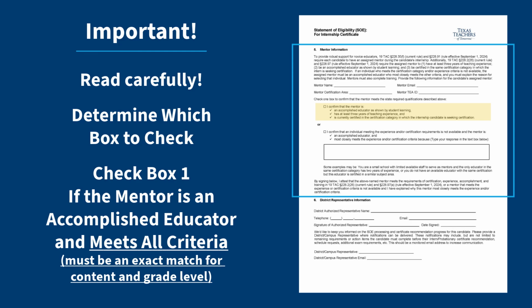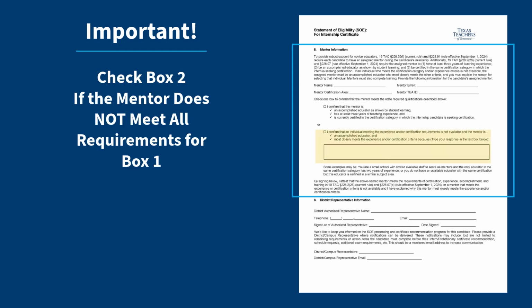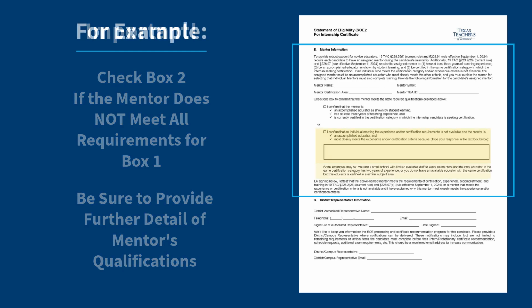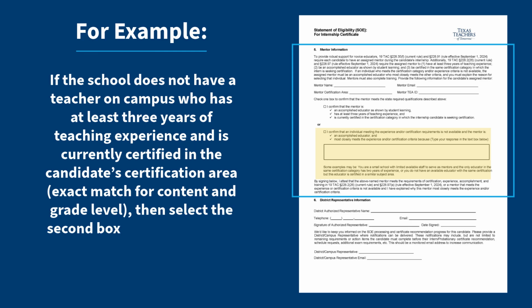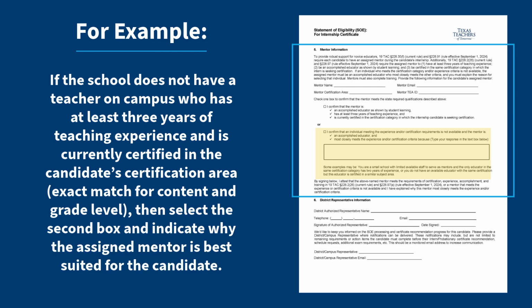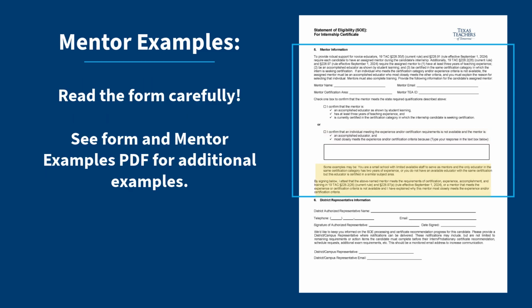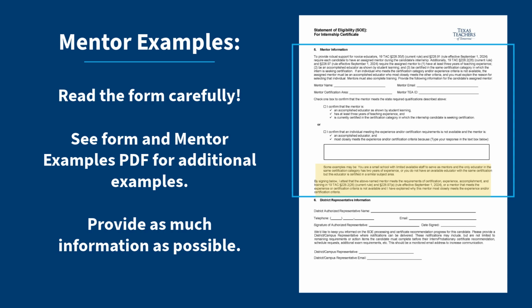If the mentor does not meet all the requirements for option 1, then box 2 should be checked and further clarification provided of the mentor's qualification. If the school does not have a teacher on campus who has at least 3 years of teaching experience and is currently certified in the candidate's certification area, then select the second box and indicate why the assigned mentor is the best suited for the candidate. Please read carefully and see the form for additional examples, then provide as much information as possible.